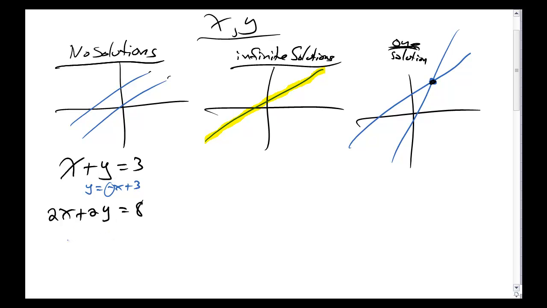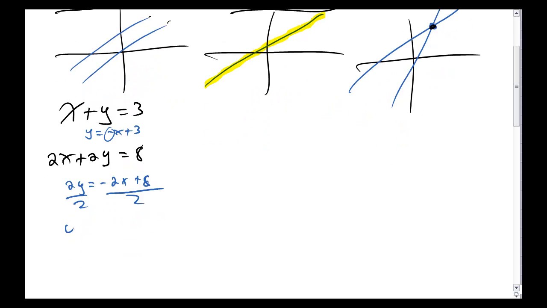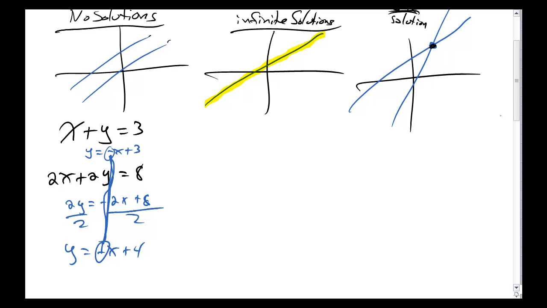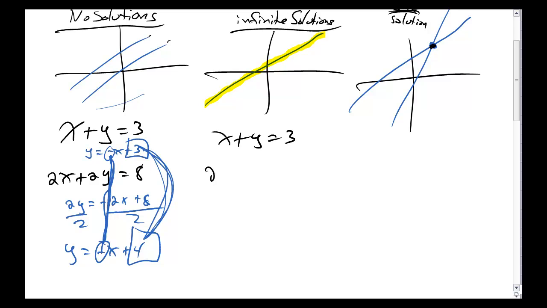And then I do the same thing down here. 2y equals negative 2x plus 8, divide everything by 2, and I'd find out that y is equal to negative x plus 4. These two share the same slope, and that means they're parallel lines. Because these two numbers are different, I know they're not one line on top of the other. So if you've got the slope the same, but the y-intercept's different, then you know you have a no-solution system.